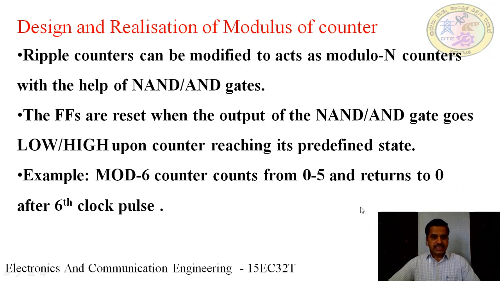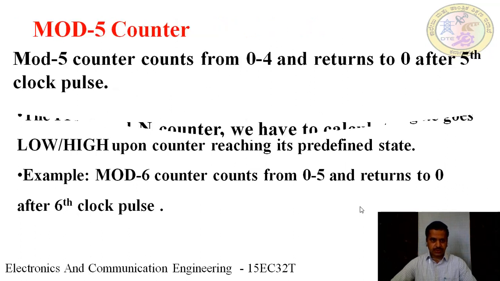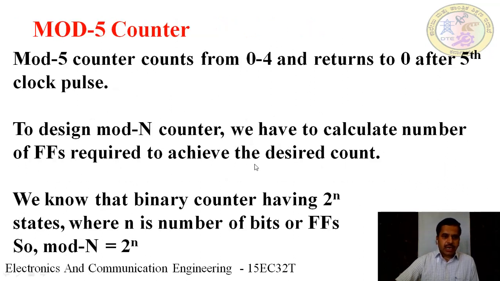Now we discuss the design and realization of modulus counters. Ripple counters can be modified to act as modulo n counters with the help of NAND or AND gates. The flip-flops are reset when the output of the NAND or AND gate goes low or high upon the counter reaching its predefined state. Example: a mod 6 counter counts from 0 to 5 and returns to 0 after the 6th clock pulse. Now let us study the mod 5 counter. A mod 5 counter counts from 0 to 4 and returns to 0 after the 5th clock pulse.